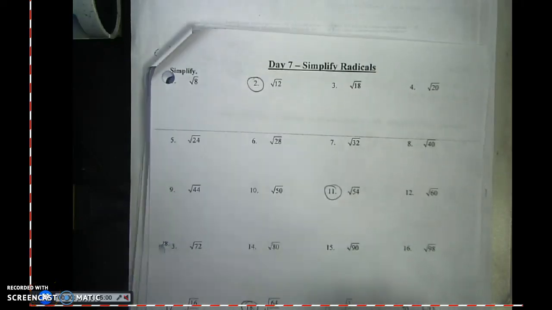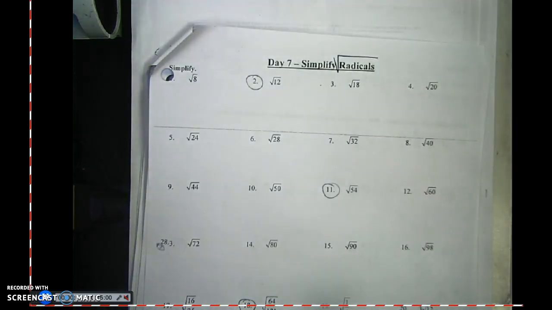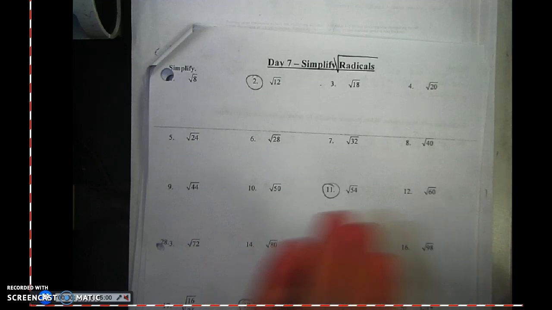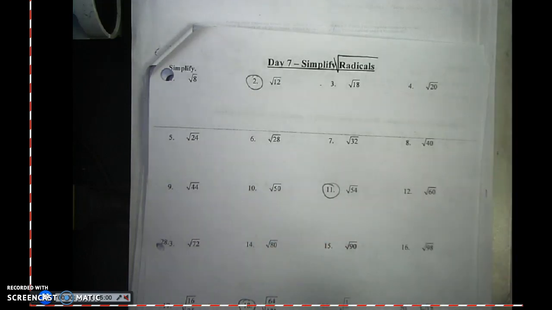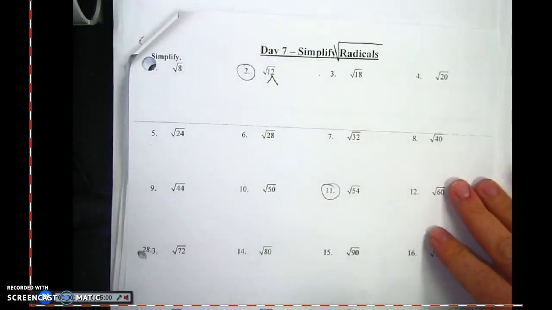Okay, we're going to be simplifying radicals, which is just square roots. I don't know if you guys remember doing factor trees, but I'm going to teach this using factor trees. There is a more advanced way, but I want to make sure you get down the basics, and then I'll get there. So I literally tree 12.